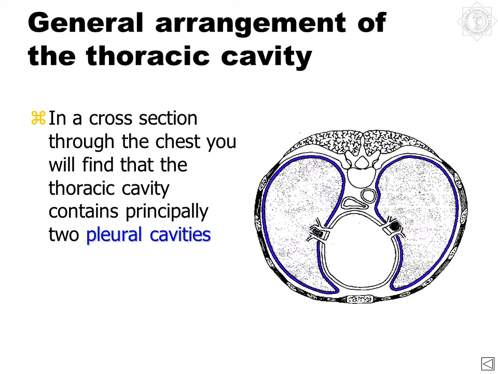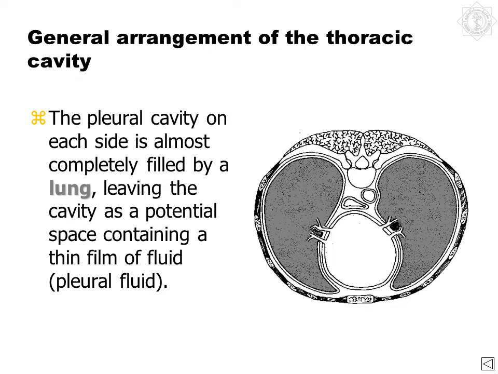Now the arrangement of the thoracic cavity. A cross-section shows you the chest wall. You will find that the thoracic cavity contains principally two pleural cavities. The pleural cavity on each side is almost completely filled by the lung, leaving the cavity as a potential space containing a thin fluid. We call it pleural fluid.